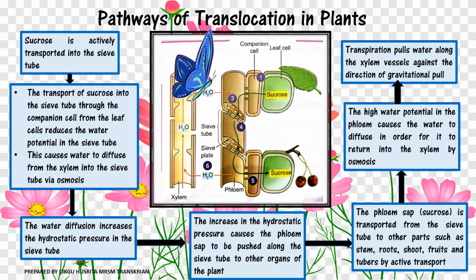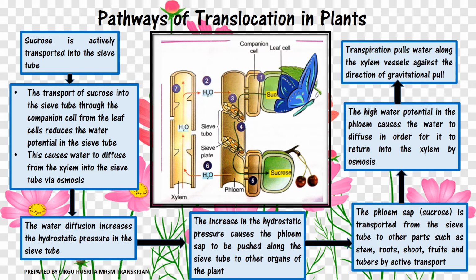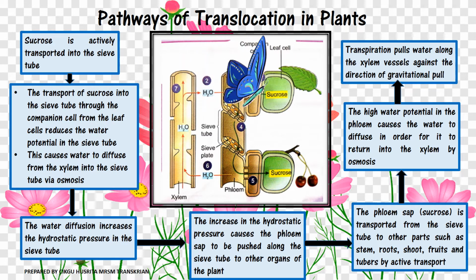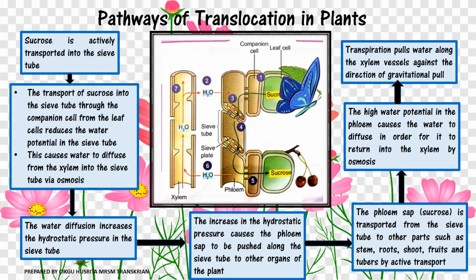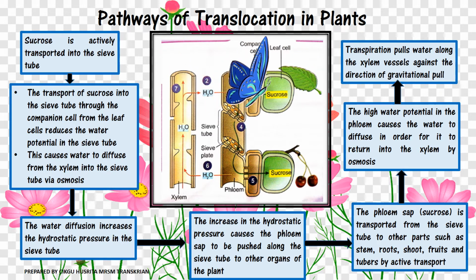Okay, this is the pathway of translocation in plants. Translocation comes from the Greek words: trans means crossing, locus means site or place. It starts from the leaf. Sucrose is the product of photosynthesis, and it is actively transported into the sieve tube.